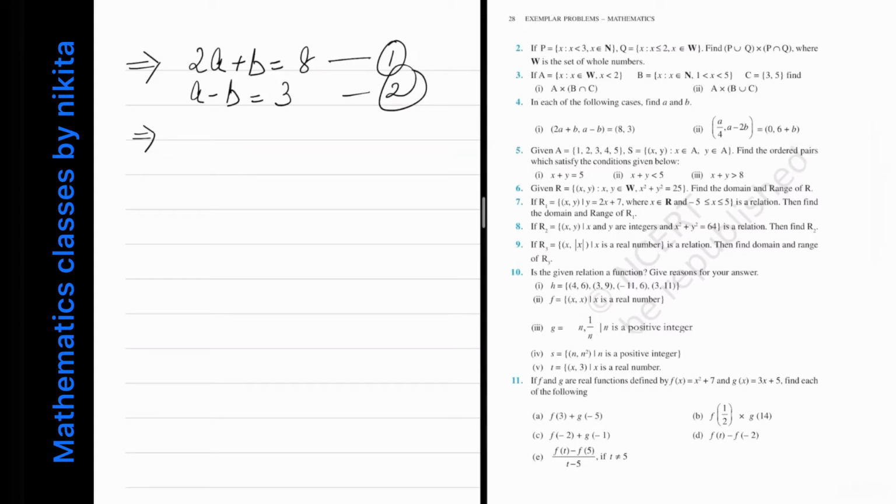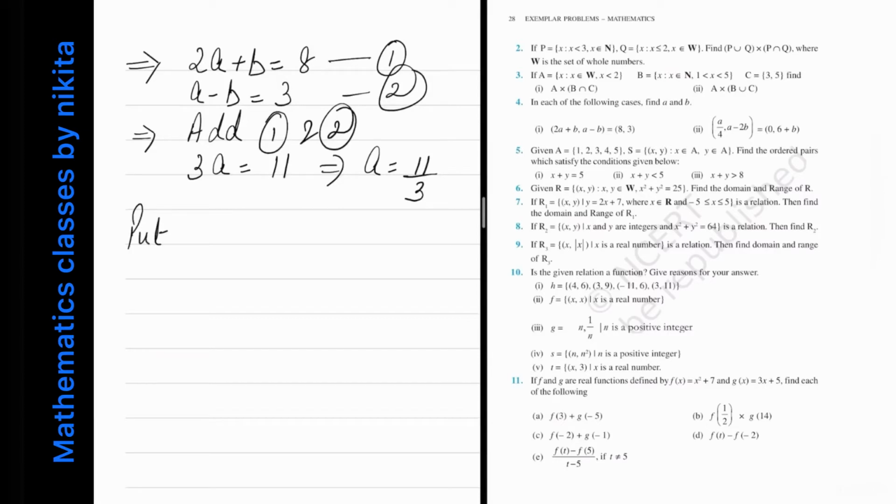First, you can see that we have plus b and we have minus b, so you can add 1 and 2. What you will get is 3a is equal to 11, and from here you will get a as 11 by 3.